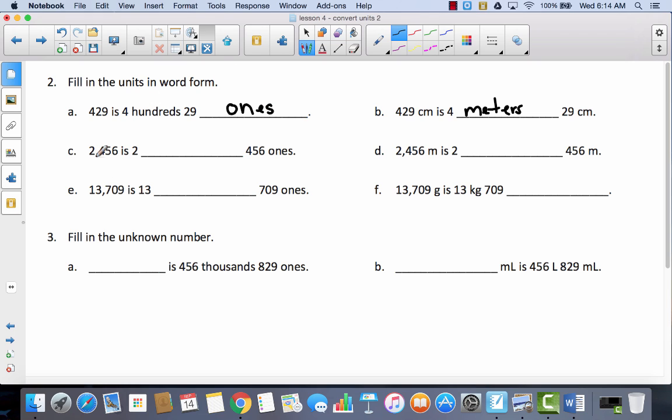So in 2,456 is 2 blank, 456 ones. I'd like for you to go ahead and try to do C, D, E, and F by yourself. If you get stuck, you can always come back and I'll walk you through it. Just try to do them by yourself. See what you can come up with.